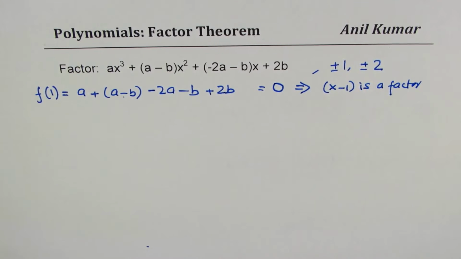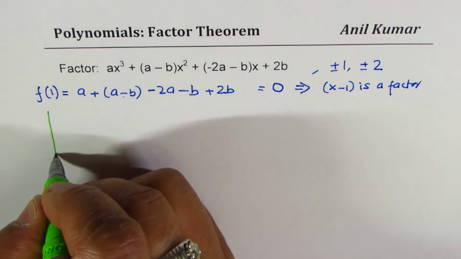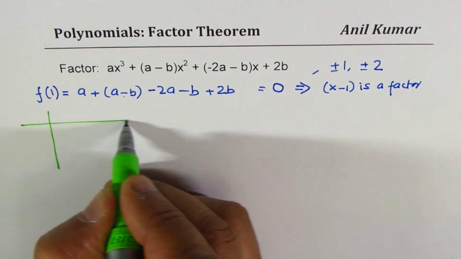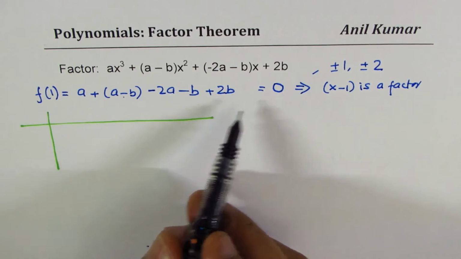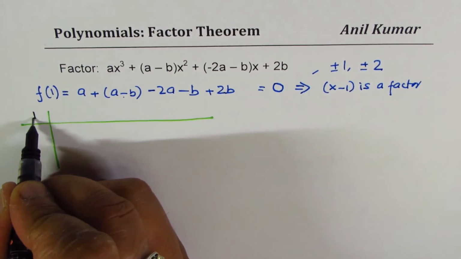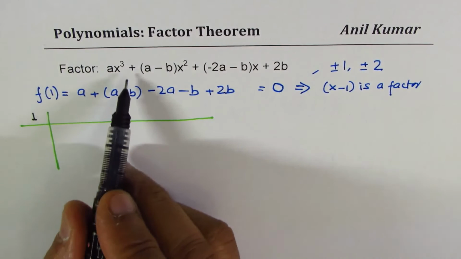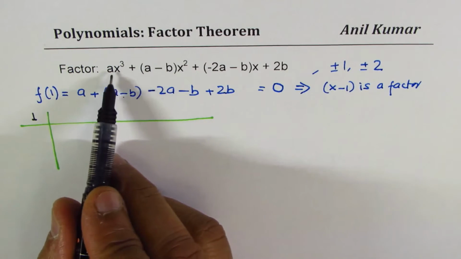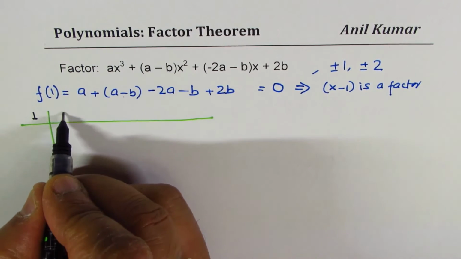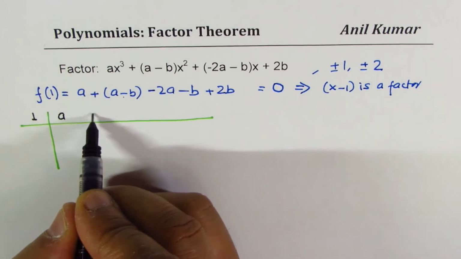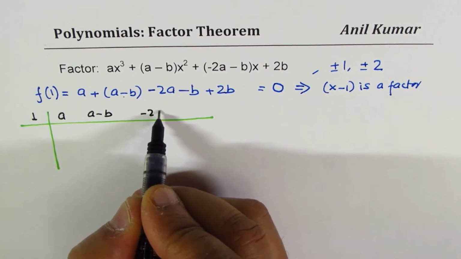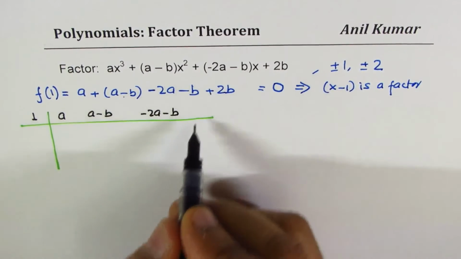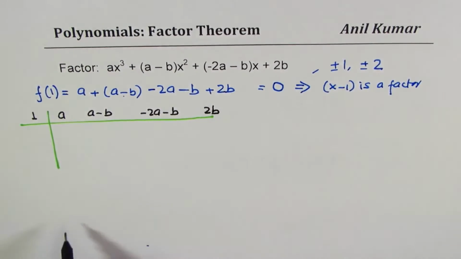Now since it is a factor, it can help us to find the other factors of the given polynomial. So now I'll do synthetic division. We'll divide this time by 1, since 1 gave us 0, and we write down the coefficients. For x cubed, the coefficient is a. Then for x squared, it is a minus b. Here we have minus 2a minus b. The constant term is 2b.